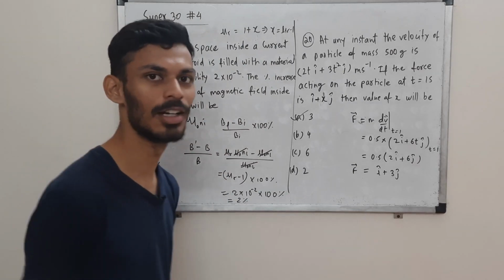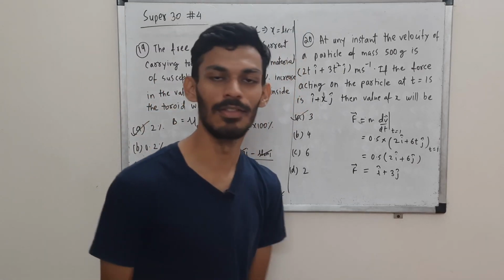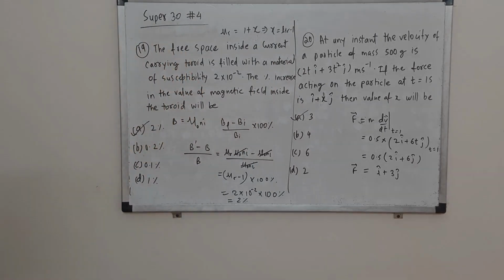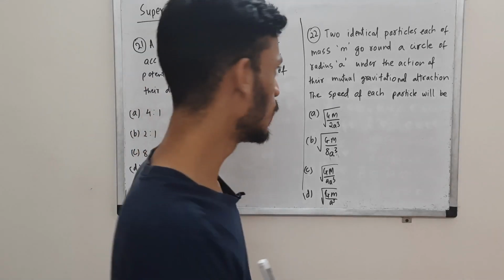With this, we are 2/3 done with the paper. We are just left with 10 more questions. So let's pull up our socks and let's get that done. 21 and 22, let's keep it rolling.